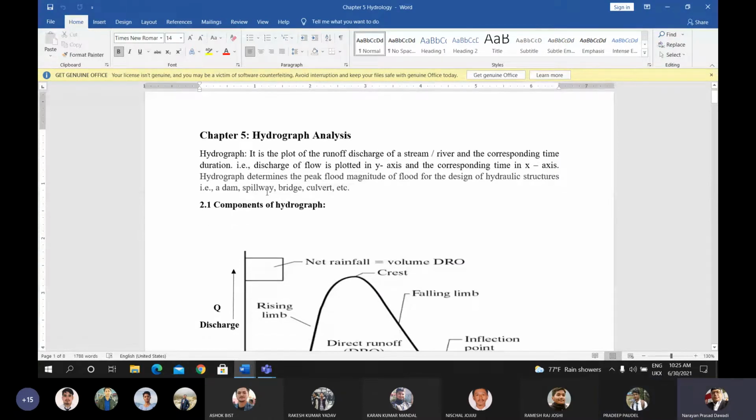Now chapter 5, hydrograph analysis. First of all, you should know what is hydrograph. Hydrograph is the plot of the runoff discharge of a stream or river and the corresponding time duration, that is, discharge of flow is plotted in the y-axis and the corresponding time in the x-axis. That is, hydrograph determines the peak flood magnitude for the design of hydraulic structures, that is dam, spillway, bridge, culverts, etc. This is the technique.